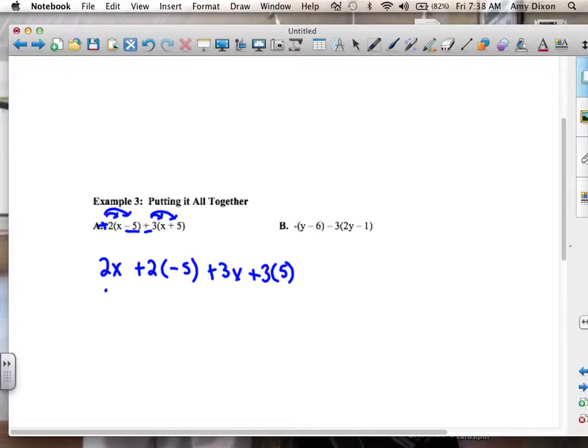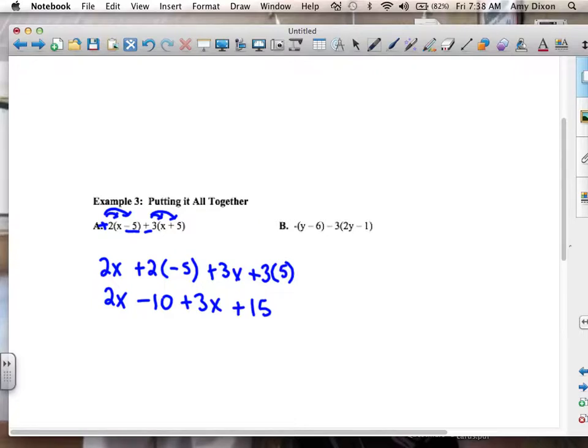So that gives us 2x, and we're just going to go through and multiply everything. We've got 2x, and we have 2 times a negative 5, that gives you negative 10, plus 3x, plus 3 times 5, which is 15. Okay. Once we get to this point, we can combine our like terms.